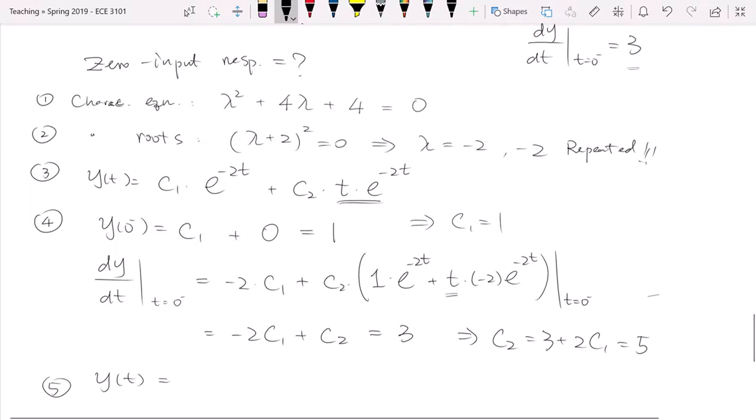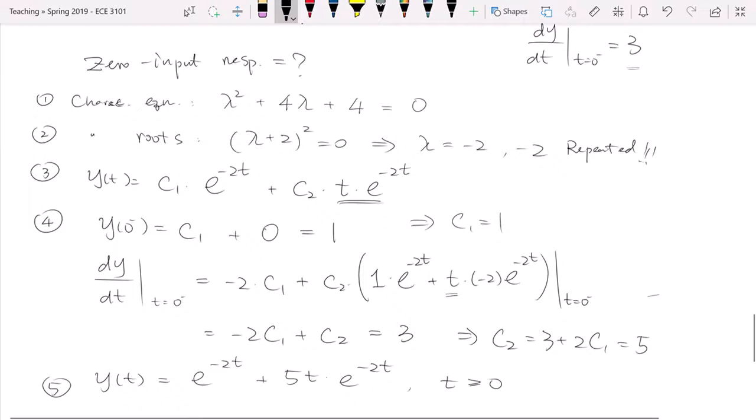And this will give you c1 equal to 1, so e to the negative 2t. And then c2 equal to 5, so 5 plus 5t, e to the negative 2t. And you can say this holds for t greater than or equal to 0. That's the zero input response.